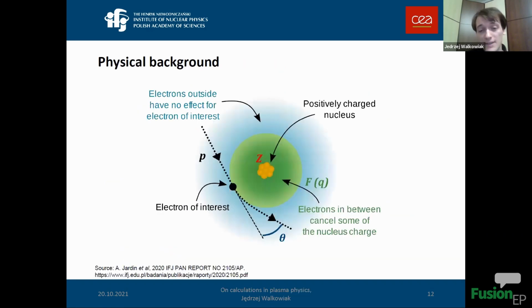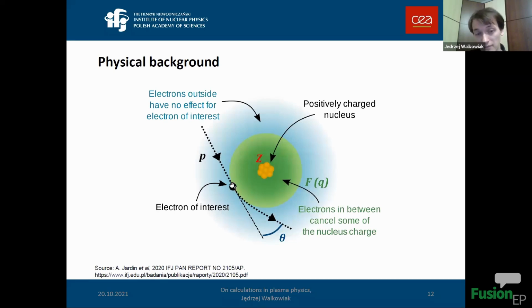The physical explanation of the partial screening is that normally when we have an electron which is passing closely to some ion, it will be deflected because of the Coulomb interaction between the electron and the nucleus. So the nucleus is deflecting the trajectory of the electron, but the nucleus is shielded by some bound electrons, which reduce the total charge of the nucleus, which is seen by the passing electron.